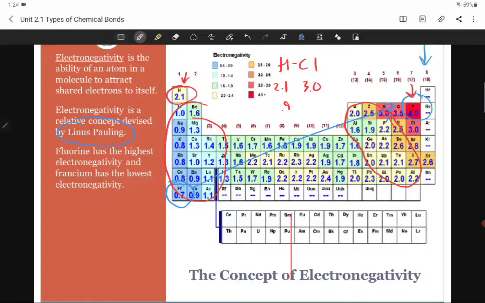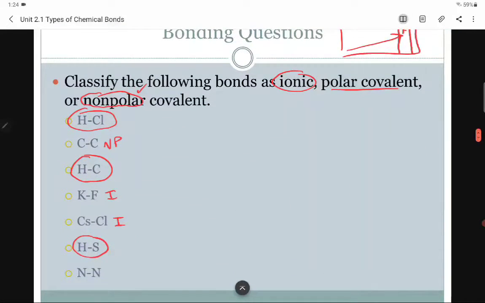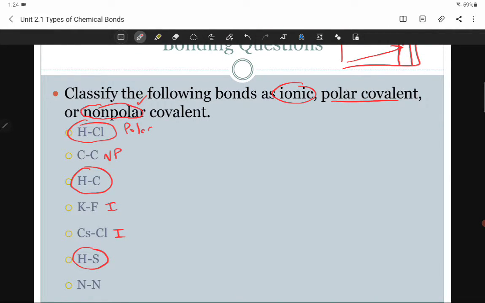But what we're going to do is relative, meaning that if something has a difference of 0.6 and something else has a difference of 0.9, then the 0.9 is more polar than the one that had the 0.6. Okay? So 0.9, by the way, is polar. You haven't seen many of these before, but I've seen more than you have. I would say this is very polar, not quite ionic.